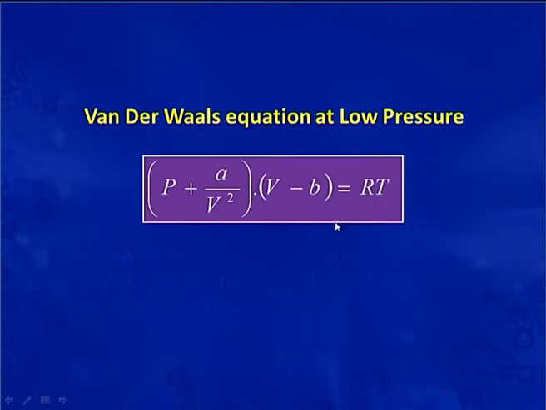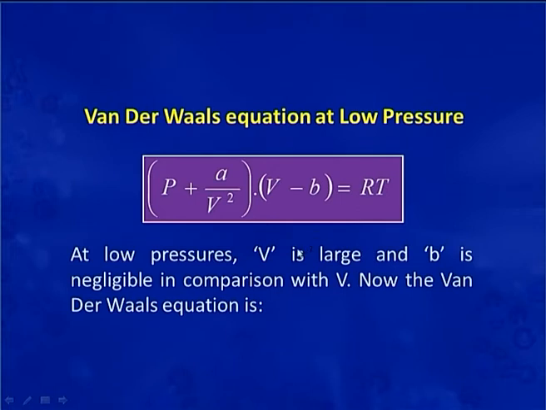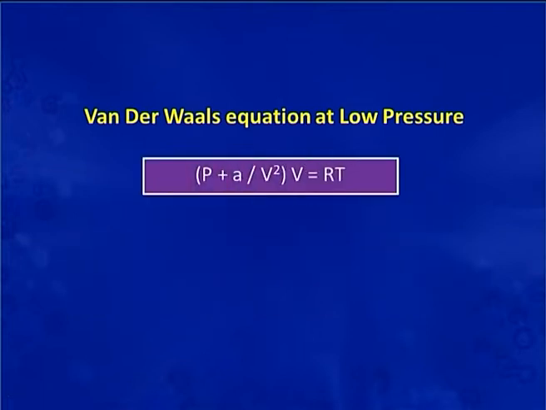This is the van der Waals equation. But what happens at low pressure? At low pressure, volume is large. So, in that case, we can neglect the factor B. B is negligible in comparison with V here. So, now the van der Waals equation will be (P + a/V²)V = RT.